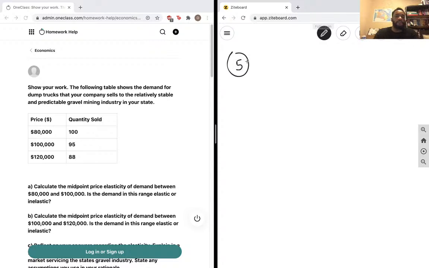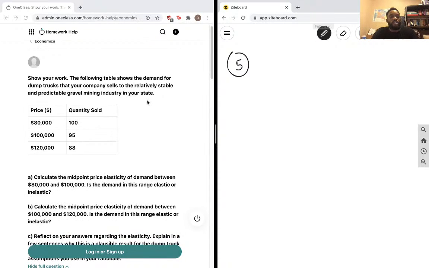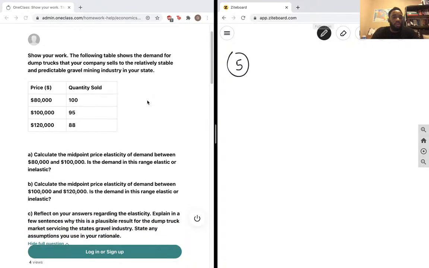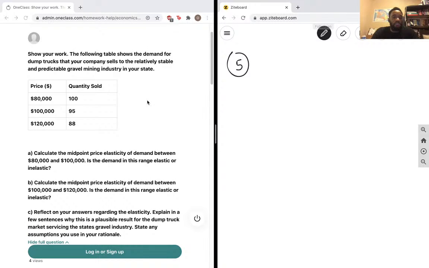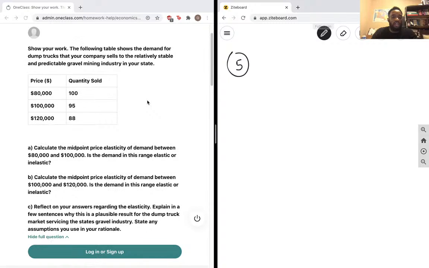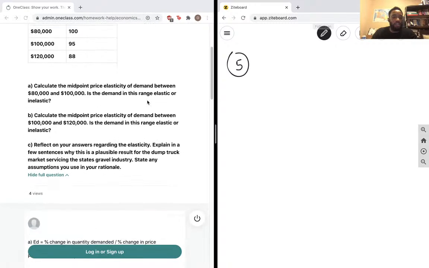Question number 5. Show your work. The following table shows the demand for dump trucks that your company sells to a relatively stable and predictable gravel mining industry in your state. A, calculate the midpoint price elasticity of demand between 80,000 and 100,000. Is the demand in this range elastic or inelastic?